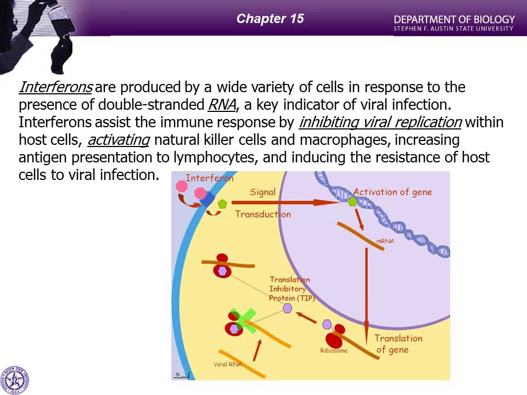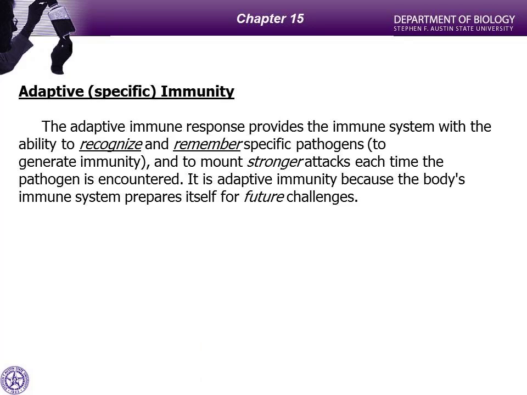So that was the innate, non-specific. Now the adaptive, specific immune system, this is still going to be able to recognize foreign material, but it's going to do so in a very specific way. And this system is going to have a memory. It's going to be able to remember, hey, I saw you before, you don't belong here, I'm going to get rid of you. This is going to be the foundation with which we do our vaccines and vaccinations.